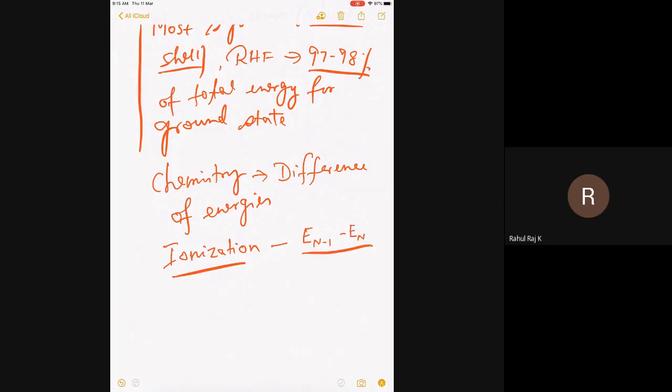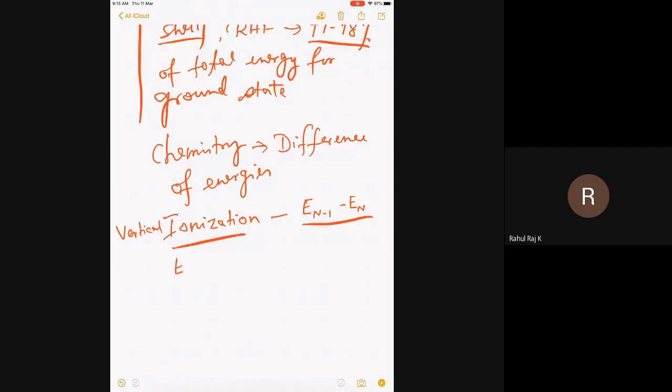Is it not? So this is called vertical ionization. At the same geometry of the atoms, I take the cation, I take the neutral system, and subtract, right? I hope all of you know the definition of ionization, right? Then I do similarly for electron affinity.